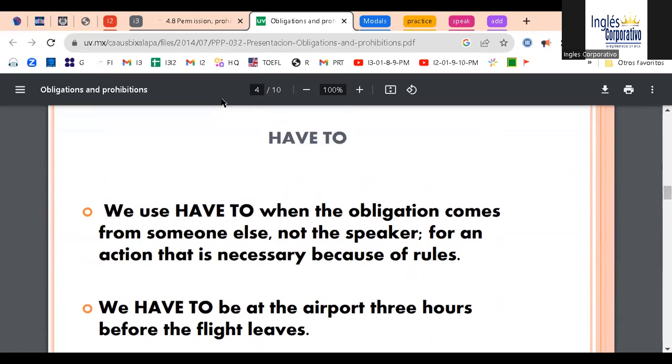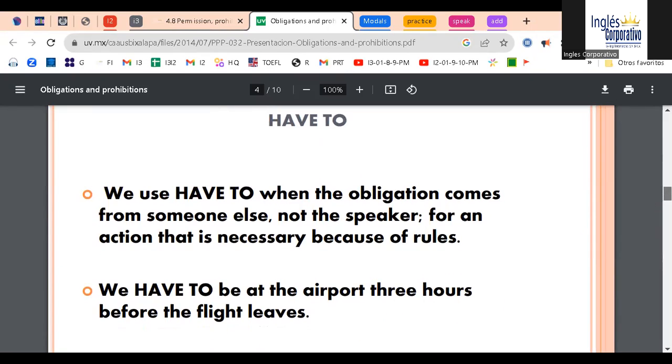Jenny, could you help us please with have to? We use have to when the obligation comes from someone else, not the speaker, for an action that is necessary because of rules. Someone else. Okay, so yes, we were mentioning this before, right? So we use have to when the obligation comes from someone else, not the speaker, not me. I don't want to do it, but I have to do it. Or because you follow some rules.